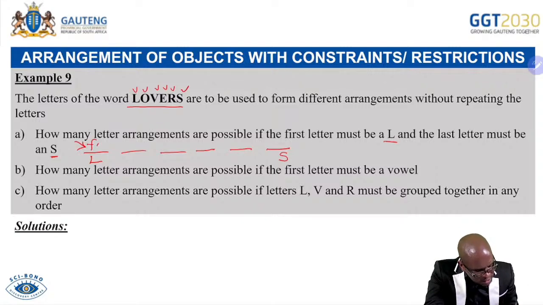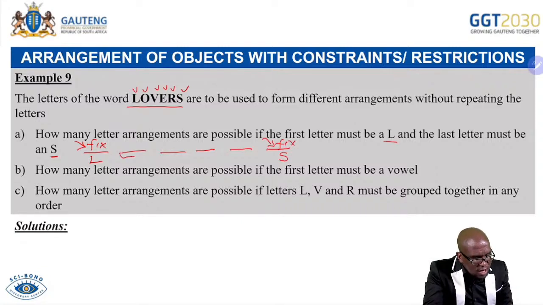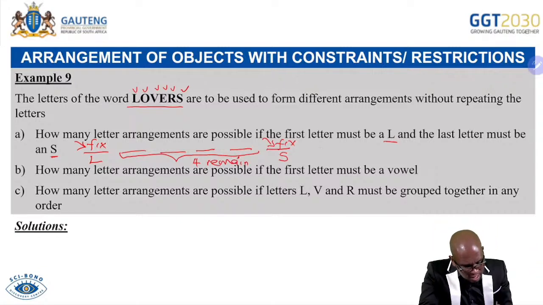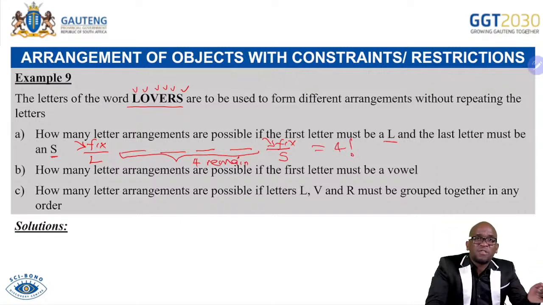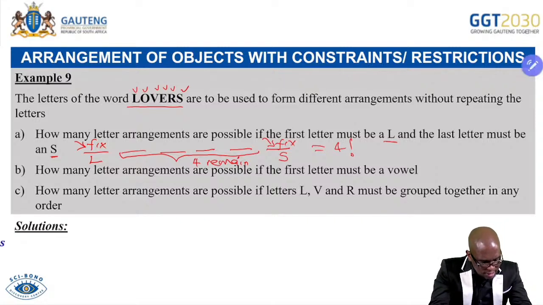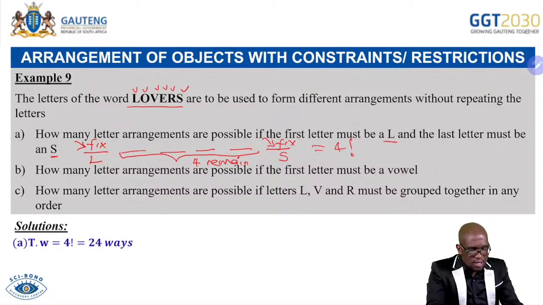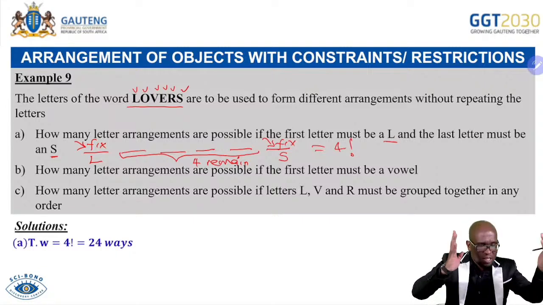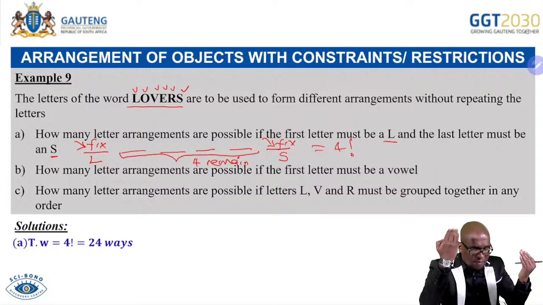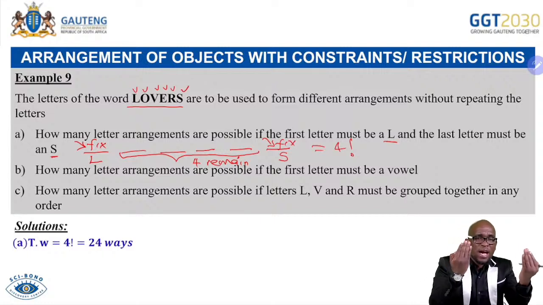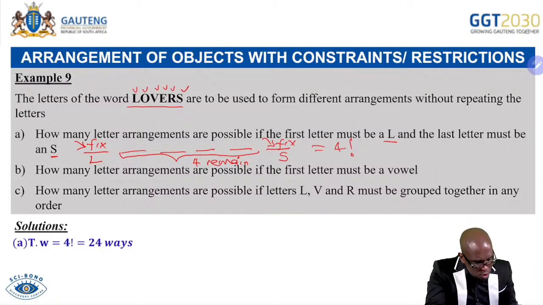So you have actually fixed those letters there, which means that you are left with 4 letters to arrange. So 4 remain, because those ones have been fixed there. So you can do that in 4 factorial ways, because there are 4 letters there. So we get that the total should be 4 factorial ways, because already you fixed an L in the first position and fixed an S in the last position. Why are you doing that? It's because you are told that it must start with an L and end with an S.